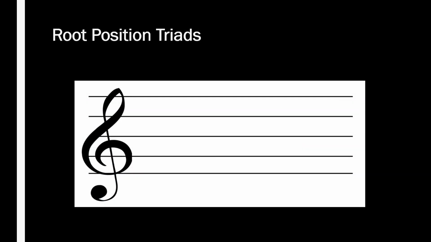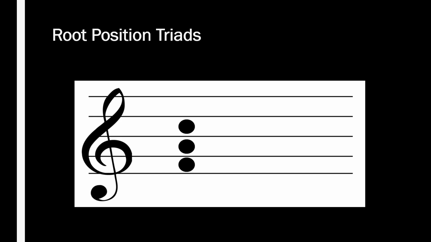Now we're going to go more in depth into inversions. Inversions refer to what note is in the bass in relation to what the root of the chord is. A root position chord is read in the figured bass as nothing, or 5/3. The 5/3 refers to the intervals above the bass. A root position chord has the root in the bass.